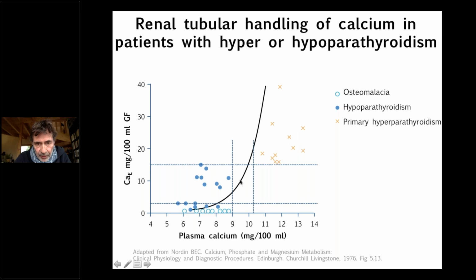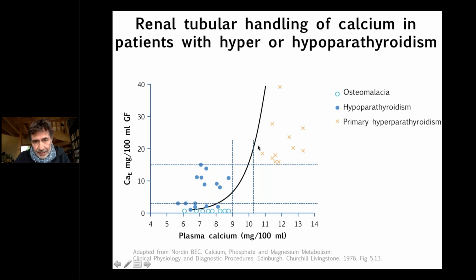The solid curve in black represents the behavior of the normal population. This is the normal range for urinary calcium excretion, and this is the normal range for blood calcium concentration. Patients with primary hyperparathyroidism are shifted to the right. And this tells you that they have more calcium reabsorbed along the renal tubule. But you see that their urinary calcium is above the normal range.